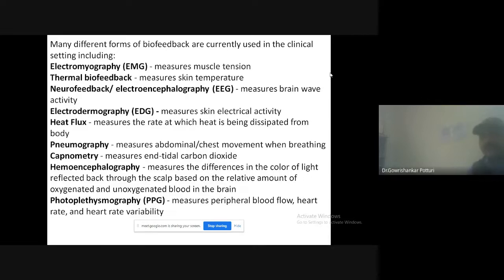Hemoencephalography measures the differences in the color of light reflected back through the scalp based on the relative amount of oxygenated and unoxygenated blood in the brain. Photoplethysmography measures peripheral blood flow, heart rate and heart rate variability.